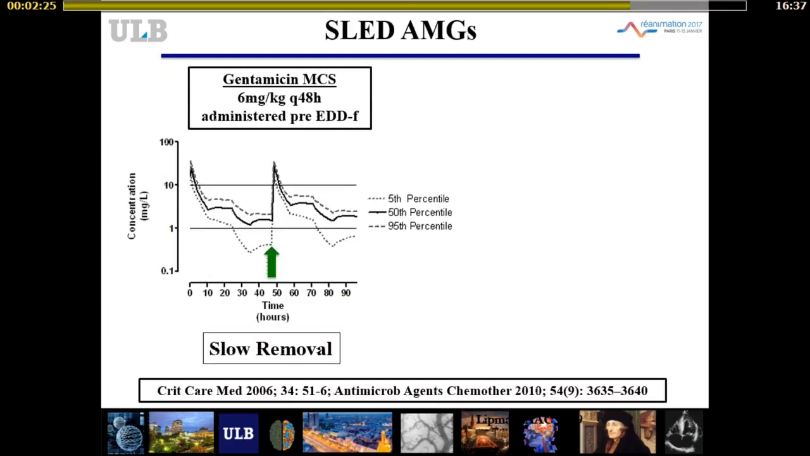Just to give some example very rapidly, aminoglycosides. If you use a SLED, so an extended daily dialysis, then you see that the removal is quite slow. You need to wait at least 2 days before giving the next dose. That could be a problem if you want to use daily your aminoglycosides against, for example, Pseudomonas.